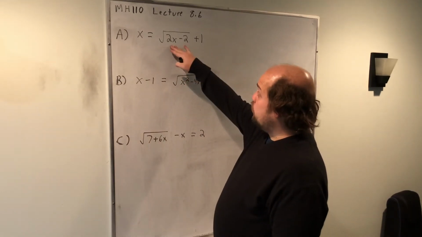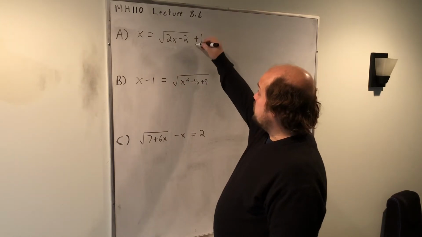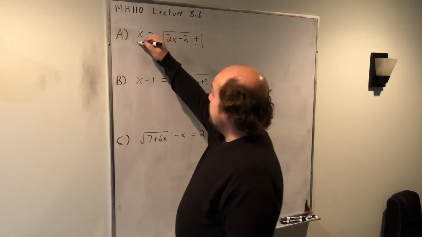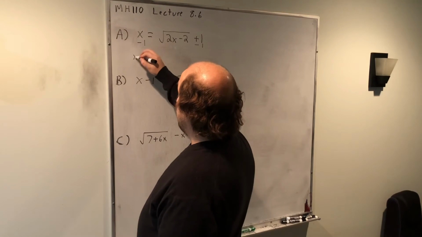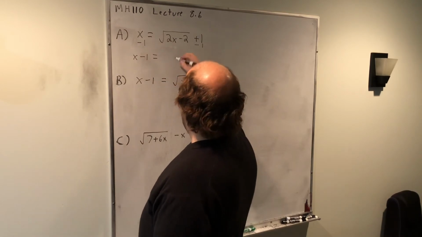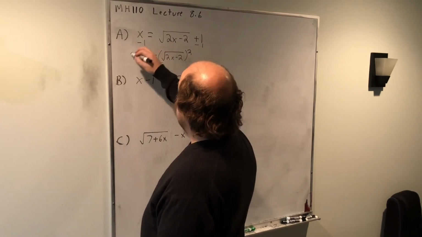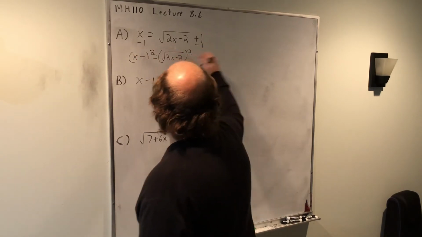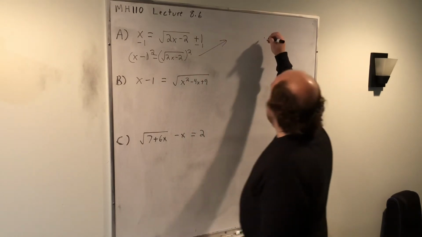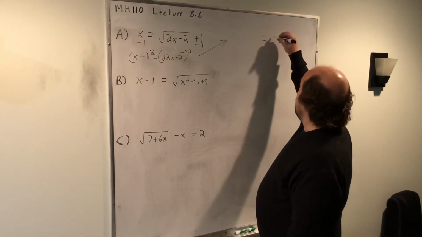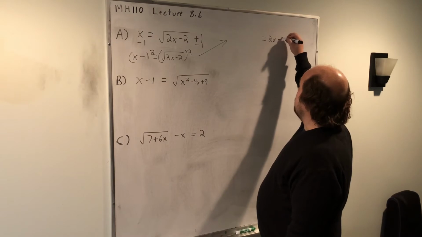Currently I see one root in the problem with 1 being added to it, so I'm going to subtract 1 from each side. That leaves me on the left with x minus 1, on the right with the root of 2x minus 2. If I now square both sides, on the right hand side, it's just going to come out of the square root and become 2x minus 2.